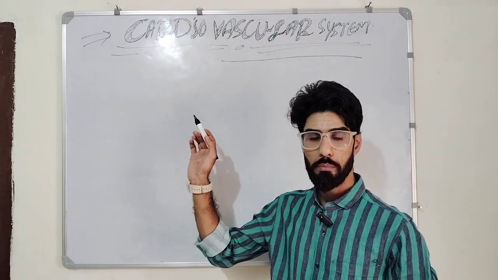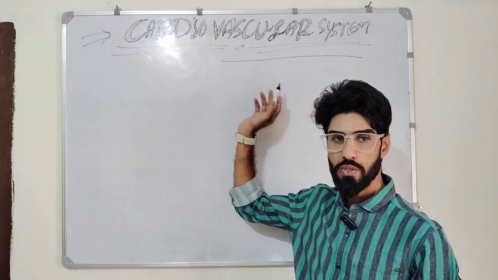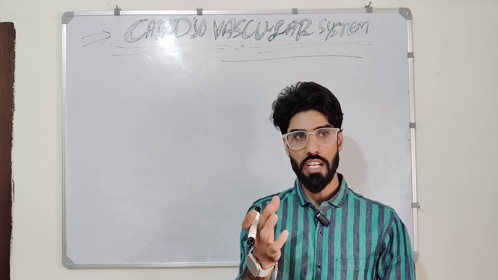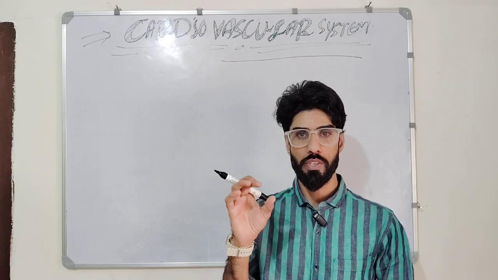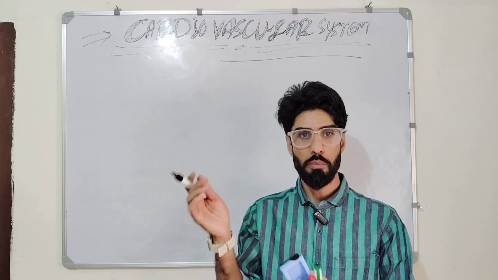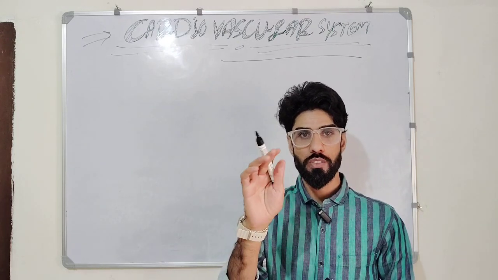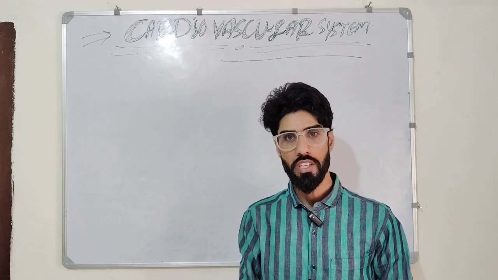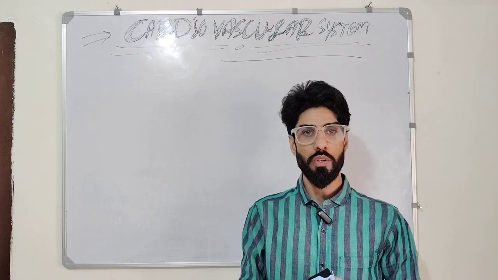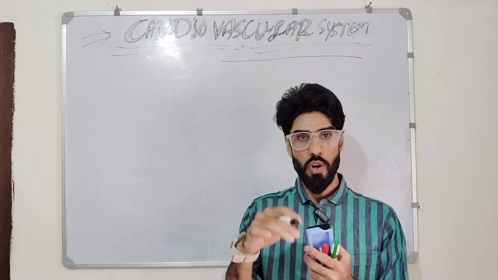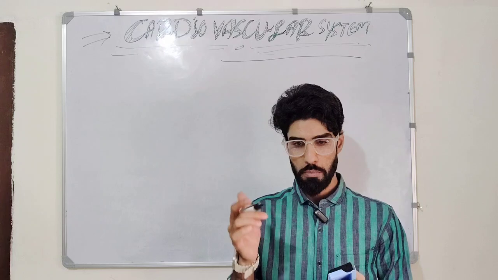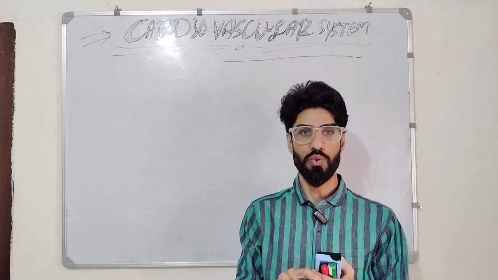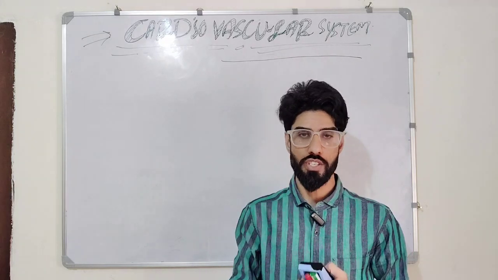Today, we'll have a basic concept about the cardiovascular system. Let me tell you what the cardiovascular system is. The cardiovascular system is a transport system which transports nutrients, hormones, and antibodies towards the body tissues. Not only that, it also takes away the metabolic wastes from the tissues and drains them into the cable system.